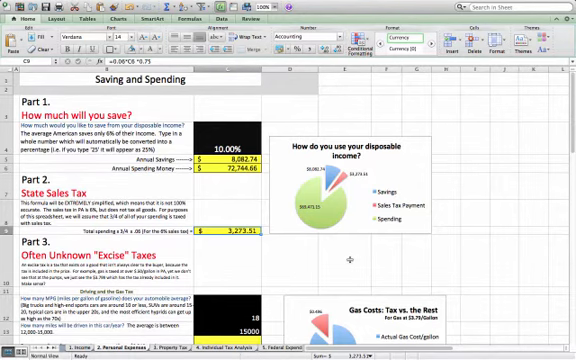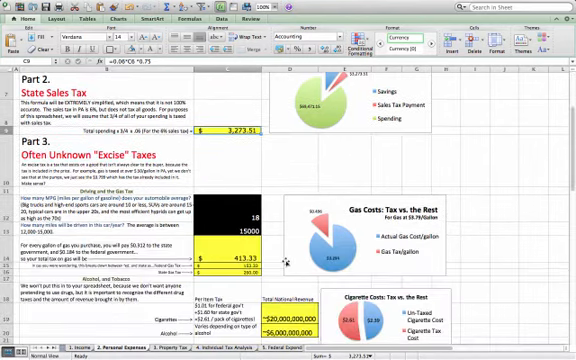Sales tax differs per state. That's important to understand. So this is PA state sales tax. If you're in a different state, it will not function the same way.